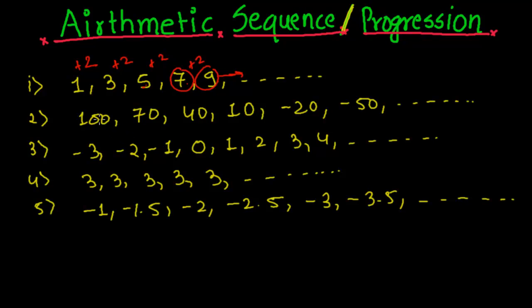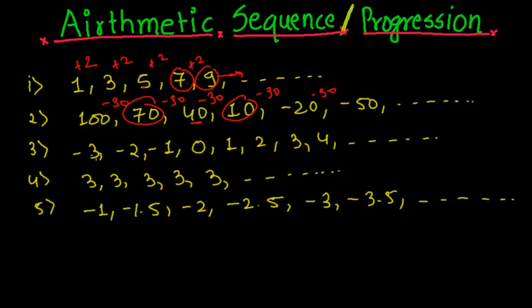Here, if I subtract 30 from 100, I get 70. Again, if I subtract 30 from 70, I get 40. Subtract 30 from 40, I get 10, and again subtract 30, I get minus 20, and so on. This means in every step I have to subtract 30 to get the next term.